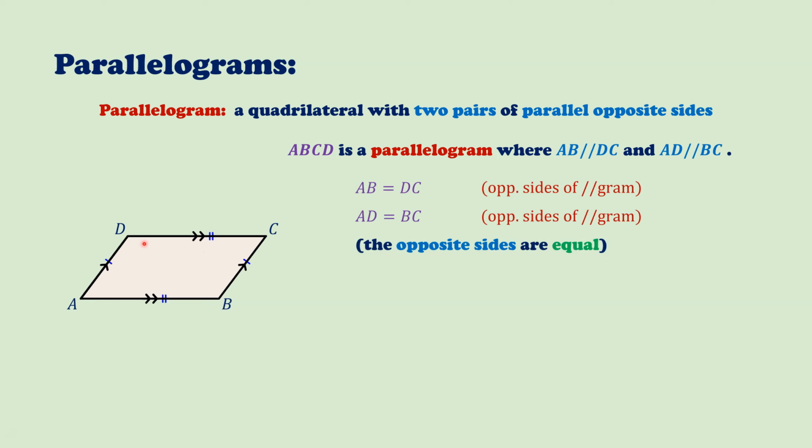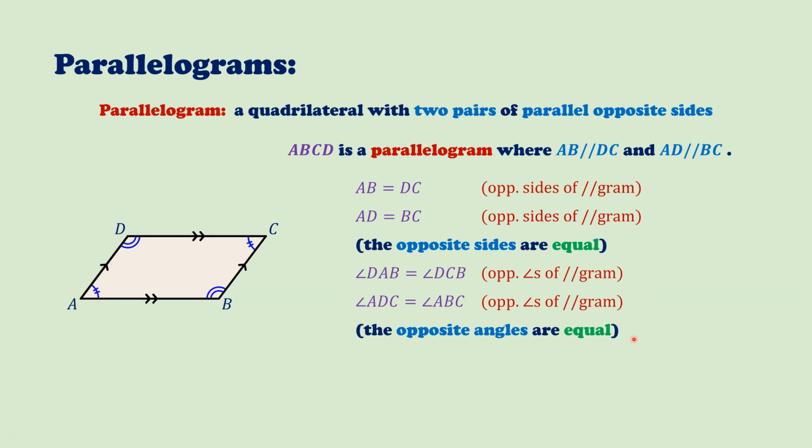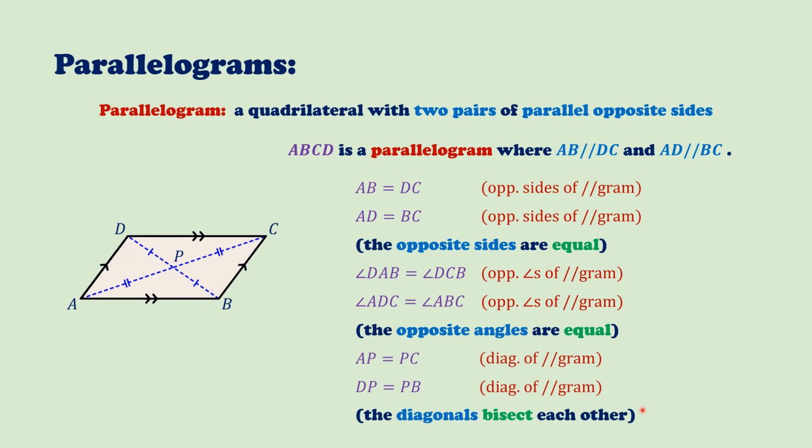The first property is that the opposite sides are always equal, and this is referred to as the opposite sides of parallelogram. The second property is that the opposite angles are always equal, and this is referred to as opposite angles of parallelogram. And the last property is that the diagonals always bisect each other.